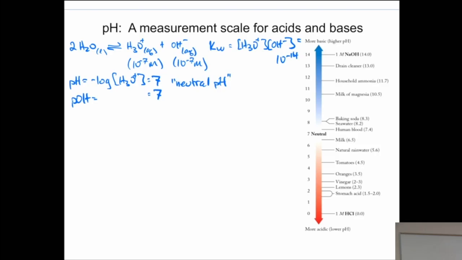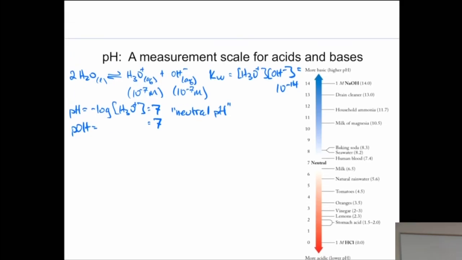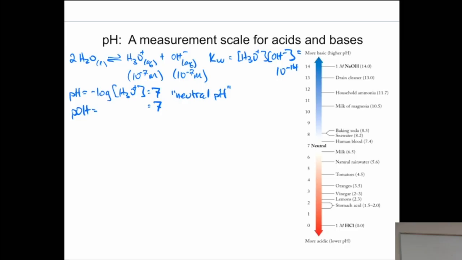Now, why do I put neutral in quotation marks? Well, what is it that's neutral? What's being neutralized? Charges. The charges of what? Ions. So if we look at this, there's a positive charge, there's a negative charge.